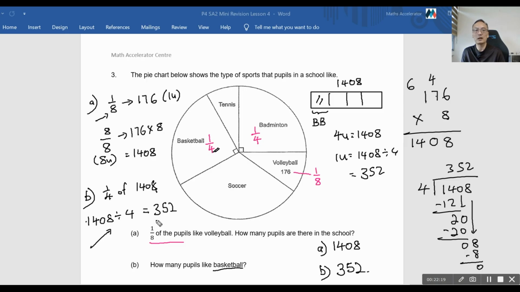However, if during the exam your mind is a little blank, don't worry, you can draw the model. Your next step is to draw a model. I'm sure you know how to draw 1/4, right? You just draw 4 units and shade 1 unit. So from here, it's very clear, right? That 4 units is 1408, and 1/4 is 1 out of 4. In order to find 1 out of 4, we'll divide the total by 4. Both will give you the answer.